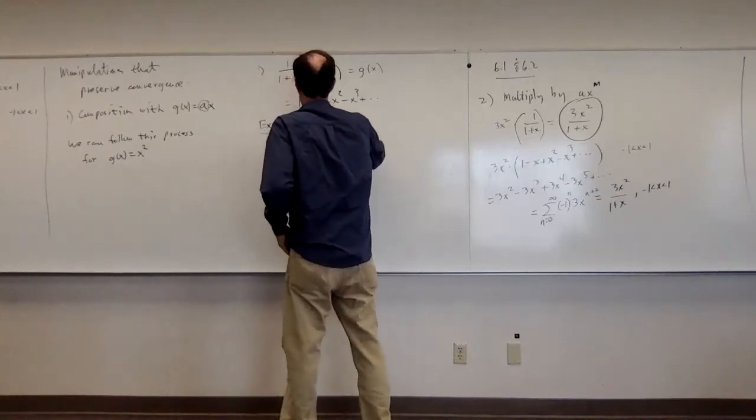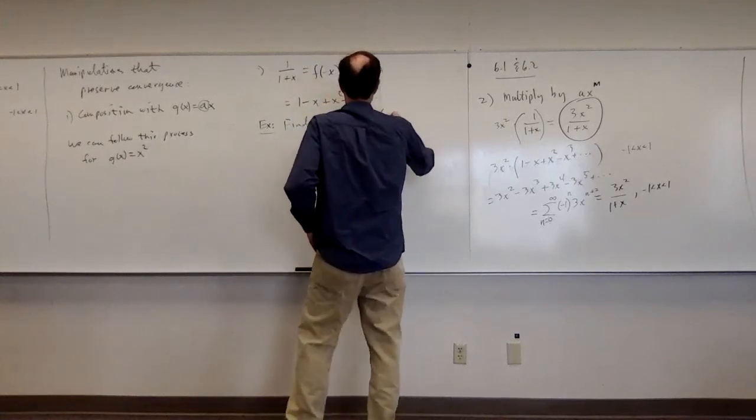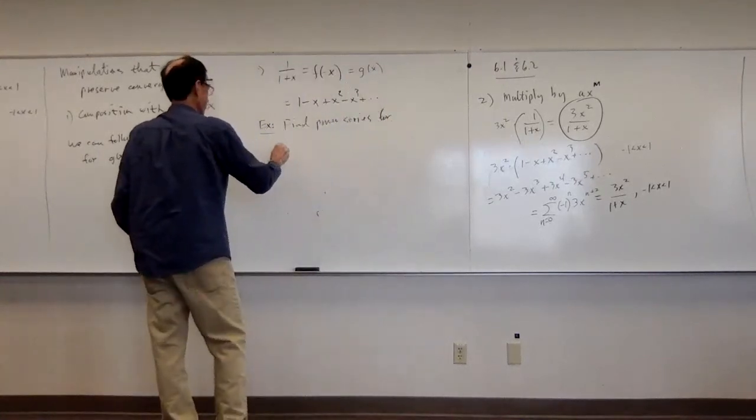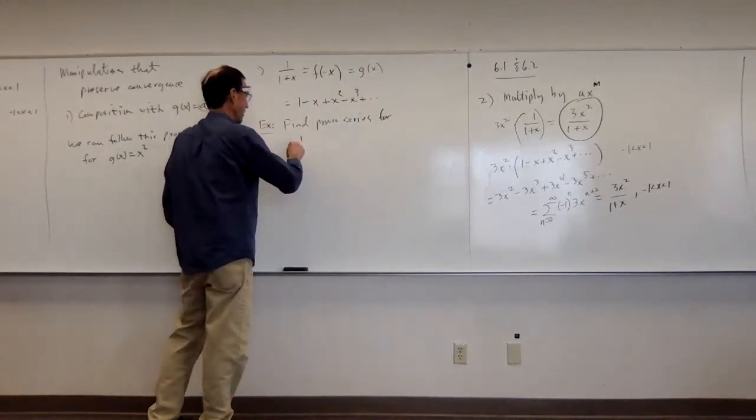Find a power series for this function: one over 1 plus x squared.